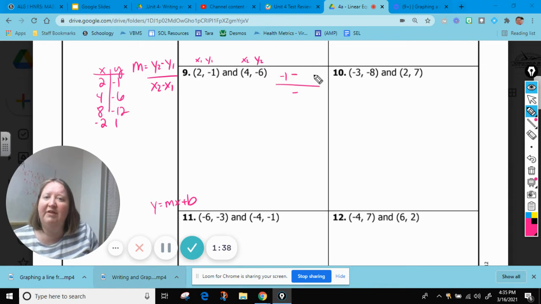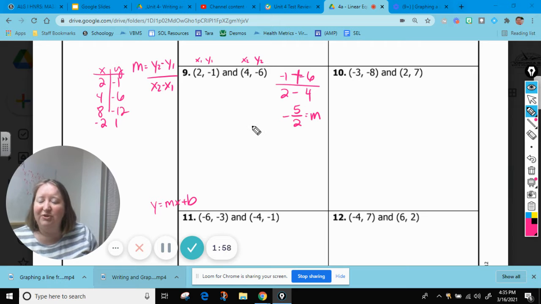So I put the y values, -1 and -6, up here, and then the x values, 2 and 4. A negative and a negative make that a positive, right? So now we have 5 over -2. So that's my slope. But I need a y-intercept as well.